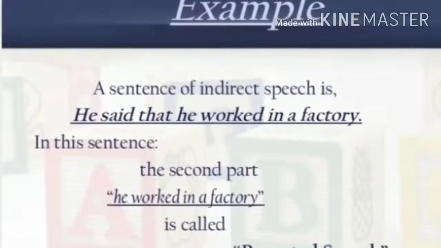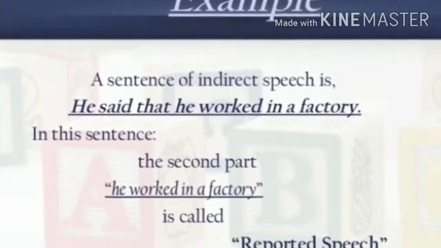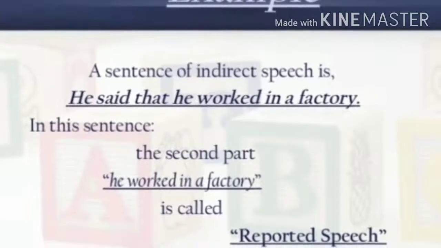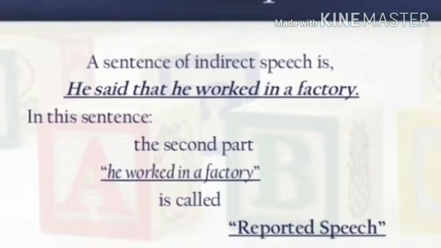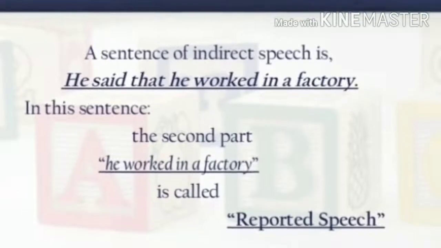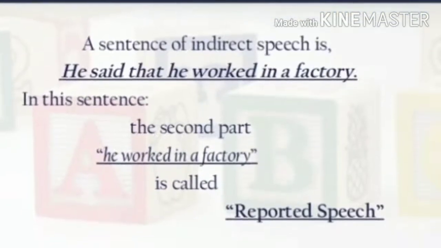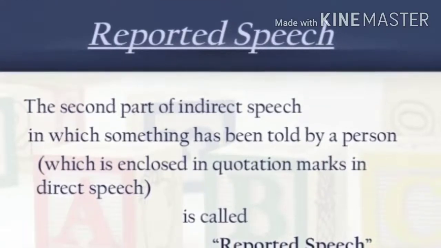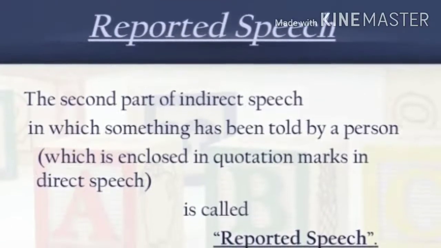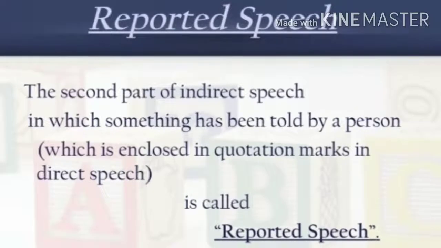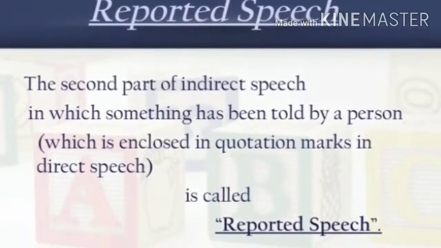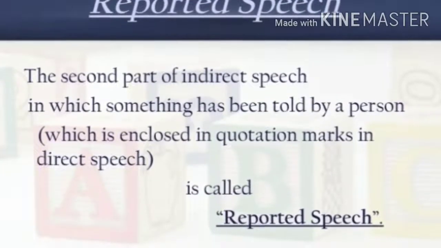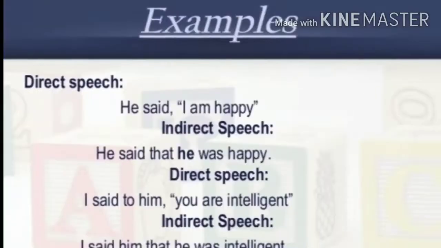See this example, students. A sentence of indirect speech is here: He said that he worked in a factory. In this sentence, students, the second part, he worked in a factory, is called reported speech. Hope it's clear to you. So students, this is reported speech, the second part of indirect speech, in which something told by a person, which is enclosed in quotation marks in direct speech, is called reported speech.